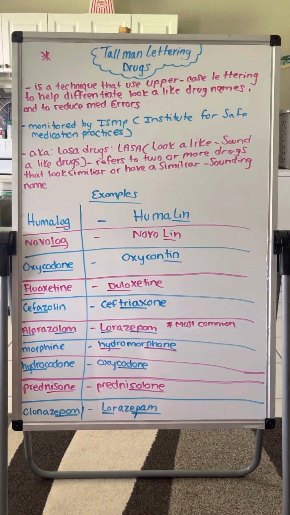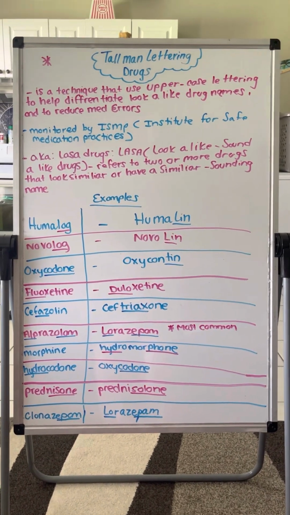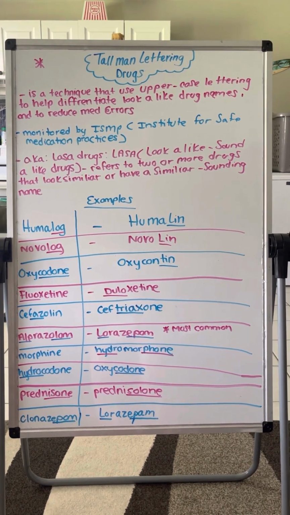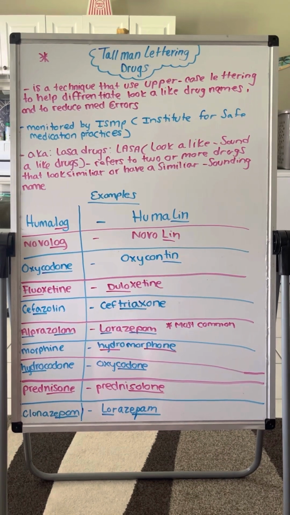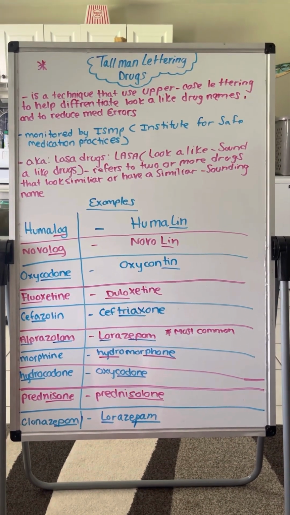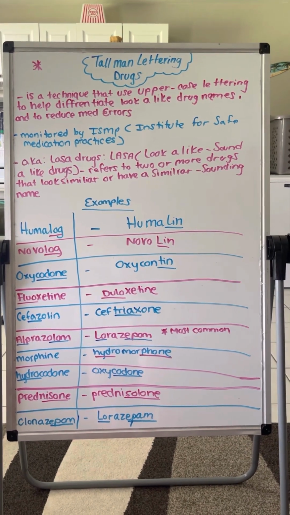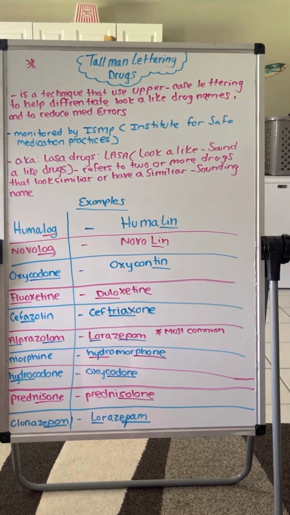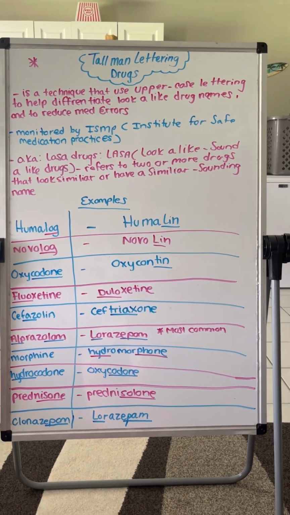As we see in these two, the last few letters are the same, but the first few are different. Duloxetine starts with D-U-L-O, and fluoxetine starts with F-L-U-O. And the next one is cefazolin and ceftriaxone. So both of these start with C-E-F, but in the middle, cefazolin has A-Z-O, and ceftriaxone has T-R-I-X-O, which I have underlined.